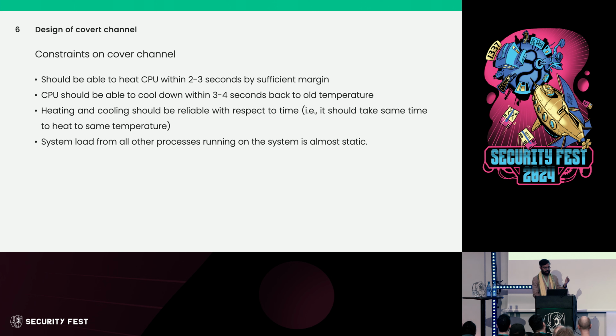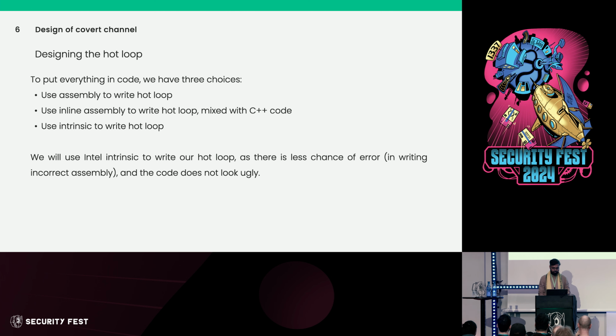Okay? And heating and cooling should be reliable with respect to time. It should not be that, okay, this time I am able to heat it by 15 degrees Celsius in 2 seconds, but 5 minutes later it is taking only 1 second or taking 3 seconds for the same temperature delta. This is not going to work. So it has to be reliable. And system load from all other things which are running on that same machine should be almost static. Otherwise, this whole timing thing will go for a toss.